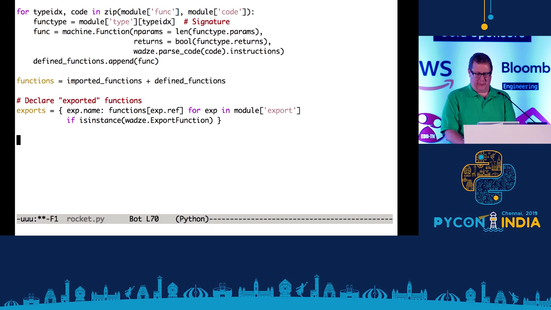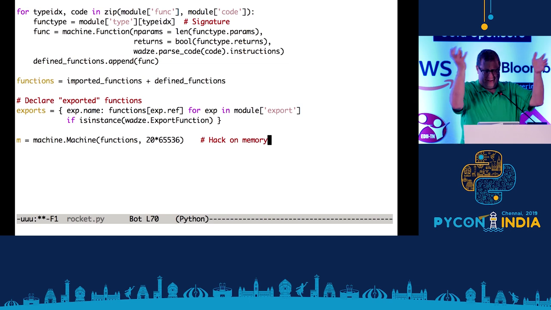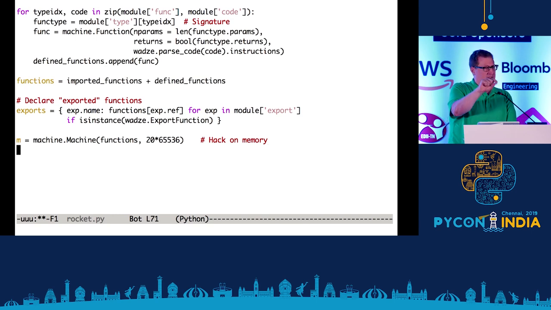And at this point, you're ready to start making the machine, basically. I'm going to say, okay, make the machine with my functions. I'll give it some memory. Admittedly, that's a bit of a hack on the memory. I'm just saying, well, I'll give it 20 times 64K for memory there. The file actually does indicate how much memory is needed, but I just don't want to deal with it. Okay, so make a machine, make some memory.